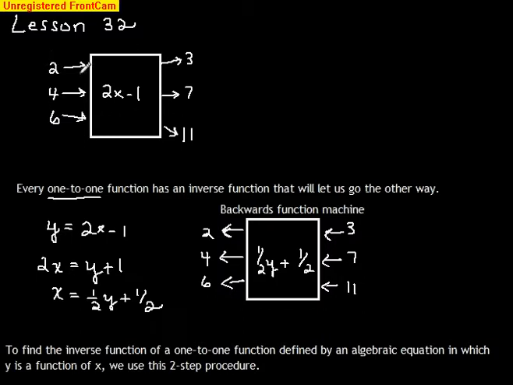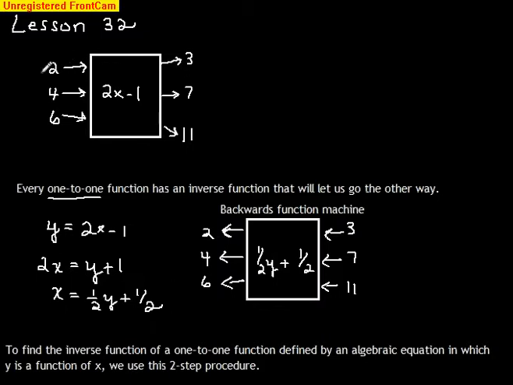So if we put a 2 in our machine, we take it times 2, we subtract 1, and a 3 pops out. If we put a 4 in our machine, a 7 pops out, etc. Now, every one-to-one function has an inverse function that will let us go the other way.